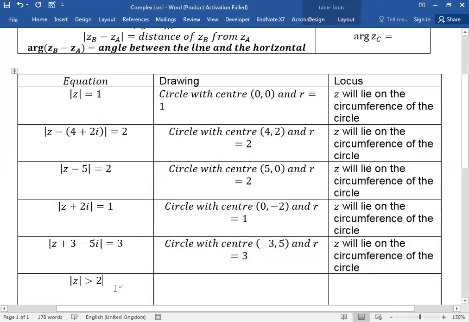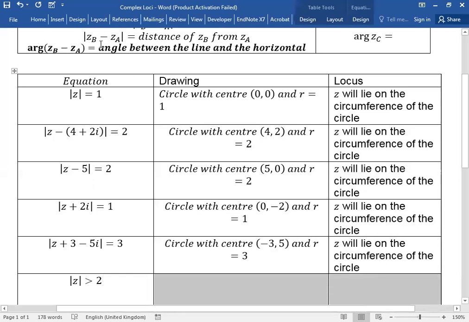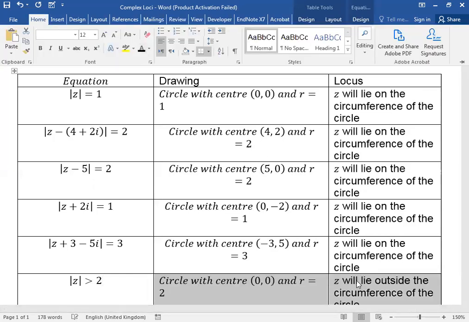Now, what about this? If I say mod of z is greater than 2, what am I trying to tell you about z? I don't know where the complex number z is, but one thing I know for sure, that its distance from the origin is greater than 2. So I'll still make a circle, center (0, 0) and radius 2. But now what will be the possible location of z? Yes, it will lie anywhere outside the circumference of the circle.